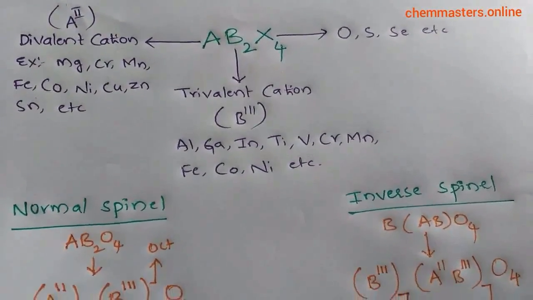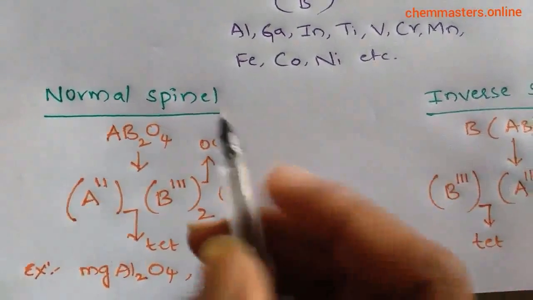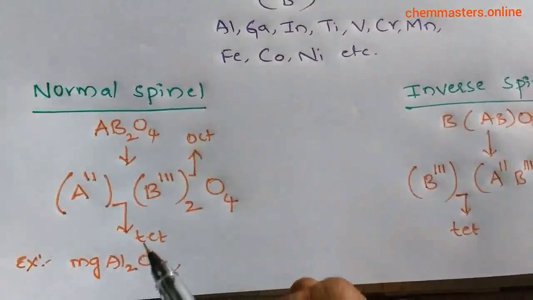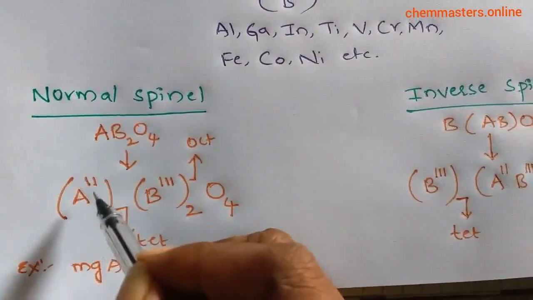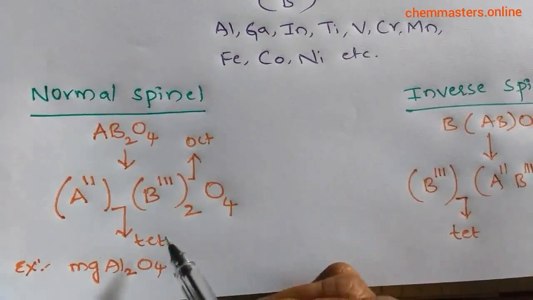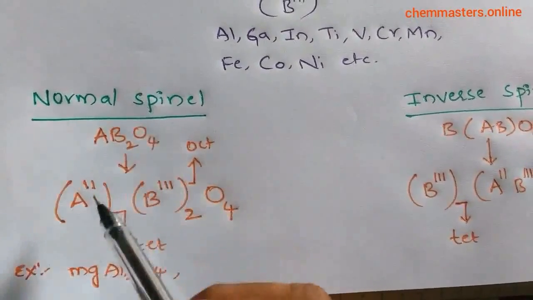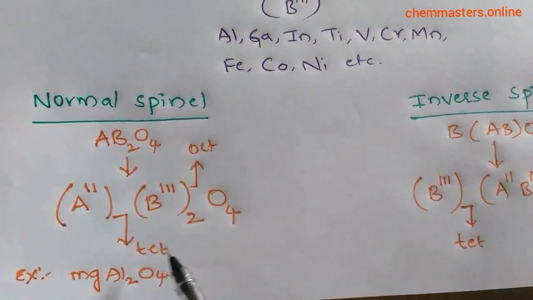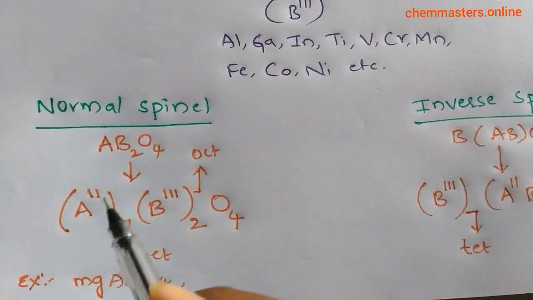Look at normal spinel. Normal spinels are given by the formula AB2O4. In this, A, the divalent cation, occupies the tetrahedral void. Once again, in the normal spinel, all the divalent cations occupy the tetrahedral voids in the spinel structure geometry.